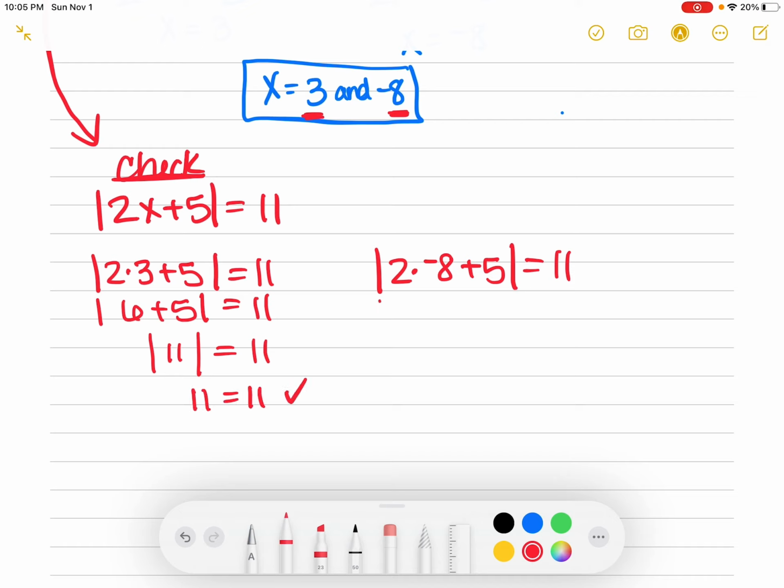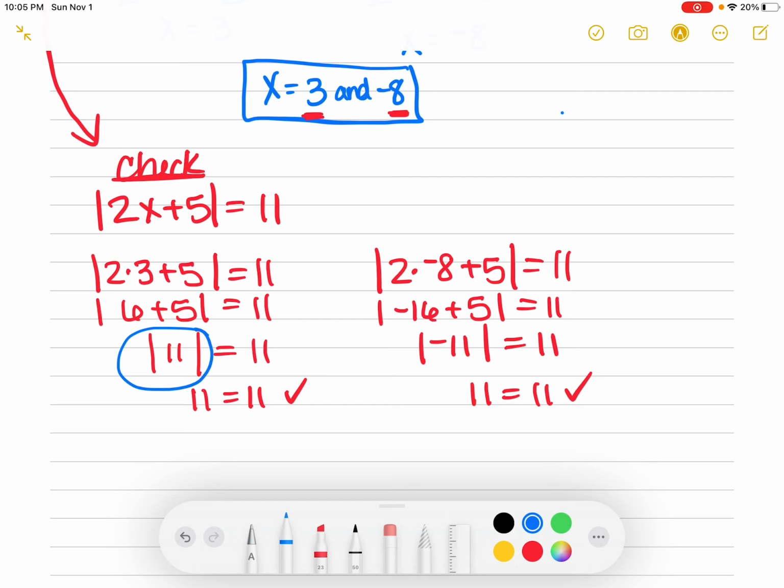Now let's go over to the other side. I have the absolute value of -16 plus 5. Well, -16 plus 5 is -11. And what is the absolute value of -11? It's just 11. So that one checks too. So this is showing me that I can have 2 answers to this equation and they both come out correct. That's what happens when you have an absolute value, because I can either have 11 in the absolute value, or I can have -11 in the absolute value.